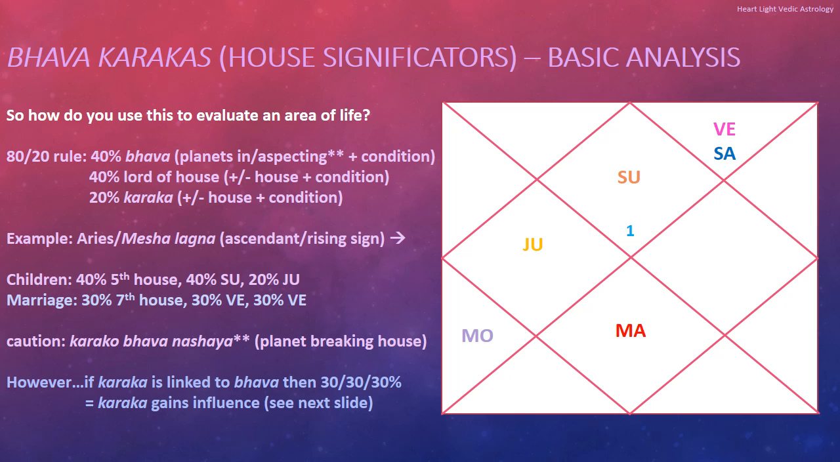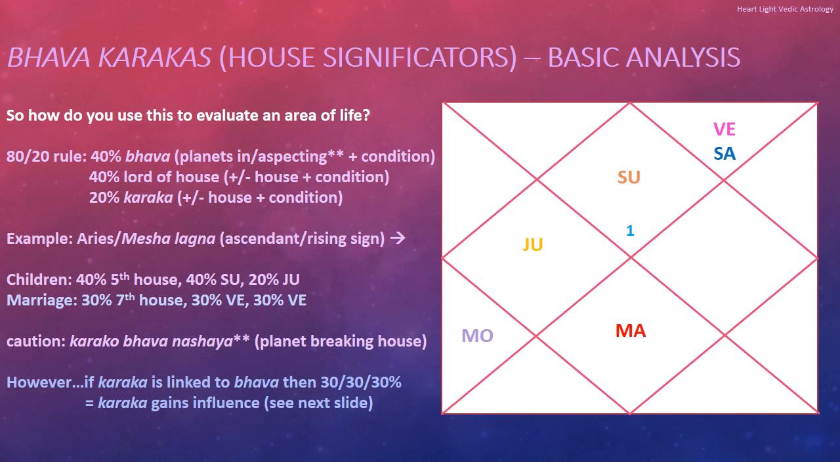Okay. Well, you can see the percentages here are different. And the reason why is if you look at the last line here, it says, however, because this first part goes along with this 80-20 rule of 40% Bhava, 40% Lord of the House, 20% Karaka. However, if the Karaka, the planet symbol, is linked to the Bhava, for example, if the Karaka is also the Lord of the house, or if the Karaka is aspecting the house that we're evaluating, then this changes because the Karaka has more influence. There's more injection of Bhava Karaka energy into this analysis.